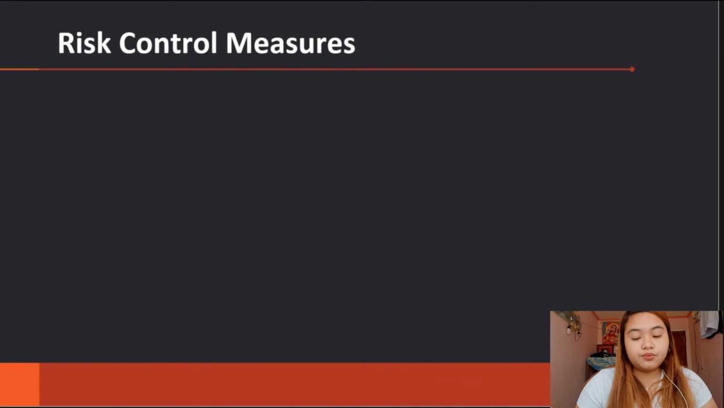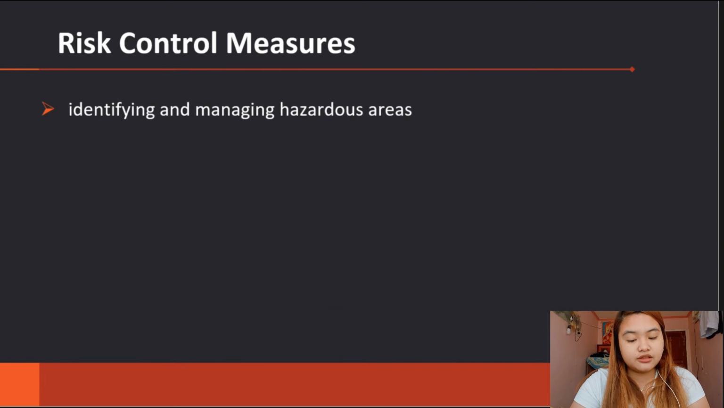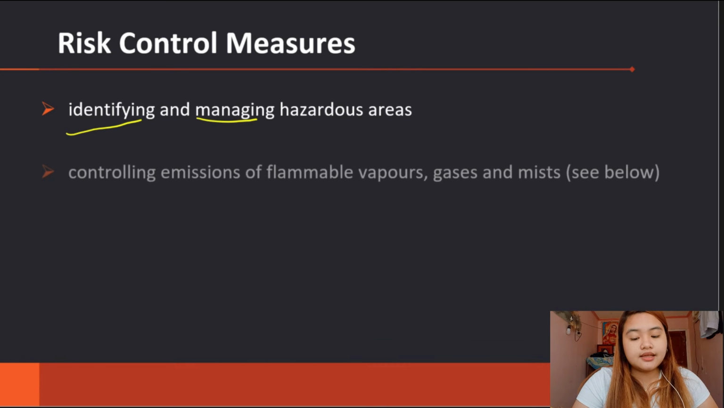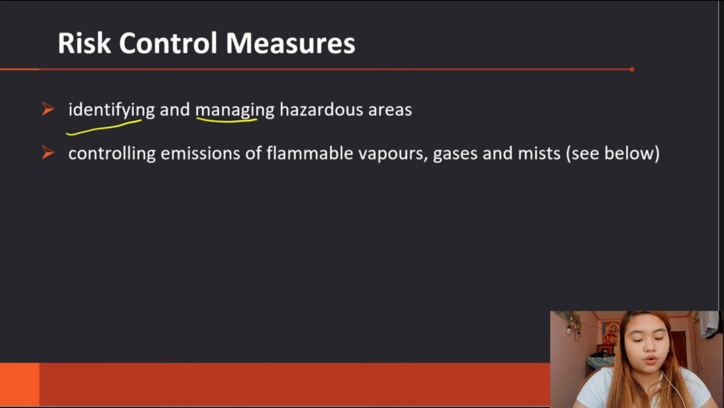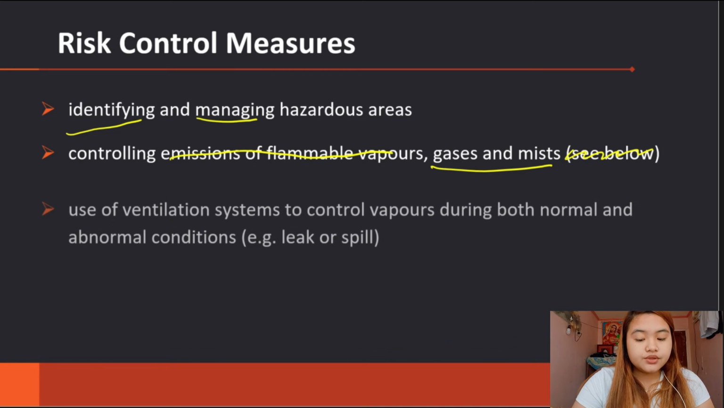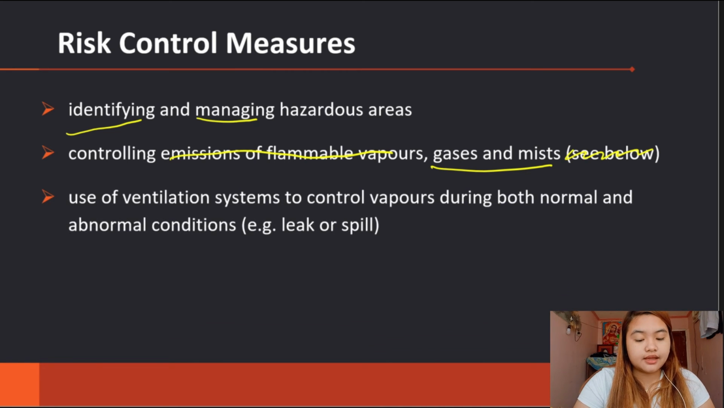So, to prevent this, here are the risk control measures to be attained. First is identifying and managing the hazardous areas. Second is controlling emissions of flammable vapors, gases, and mist. So, the use of ventilation systems to control vapors during both normal and abnormal conditions.